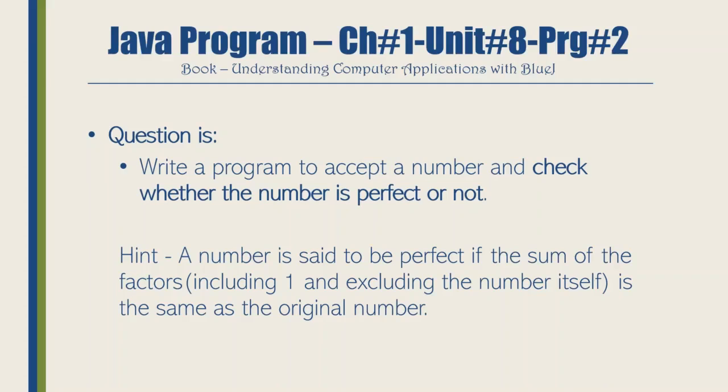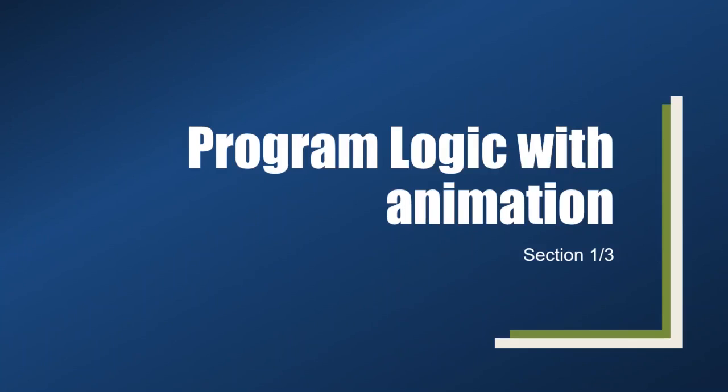For example, if you want to find out whether 6 is a perfect number or not, then we find the factors of 6, which are 1, 2 and 3, and when we add them, 1 plus 2 plus 3, it is 6, which is equal to the number itself. On the other hand, if we take the example as 8, its factors are 1, 2 and 4. So if we add them, 1 plus 2 plus 4, we get the answer as 7, which is not equal to the original number. In this video, we have three sections.